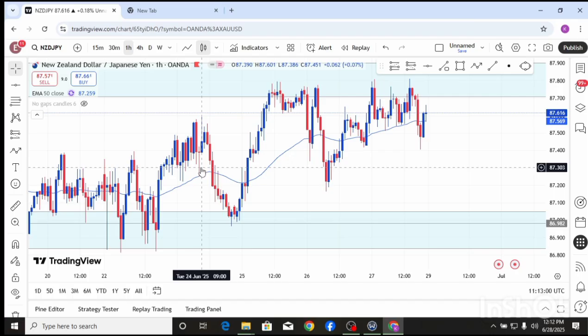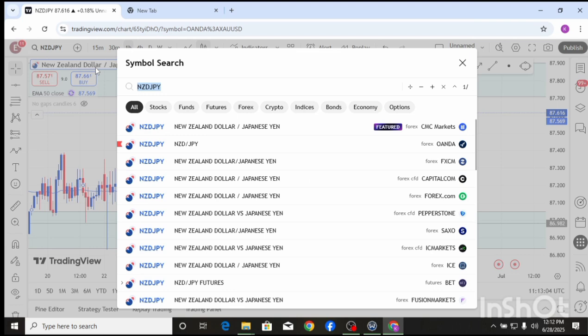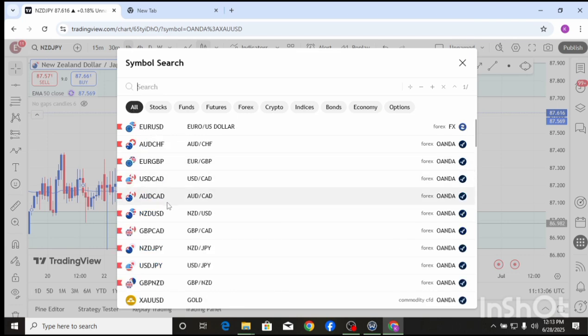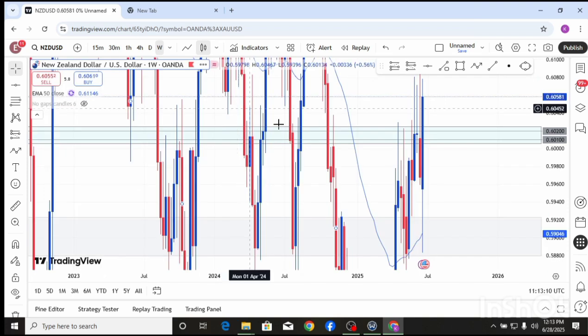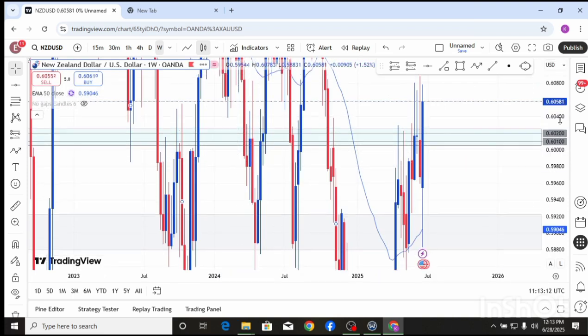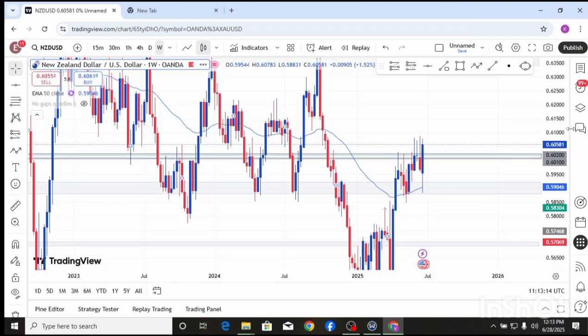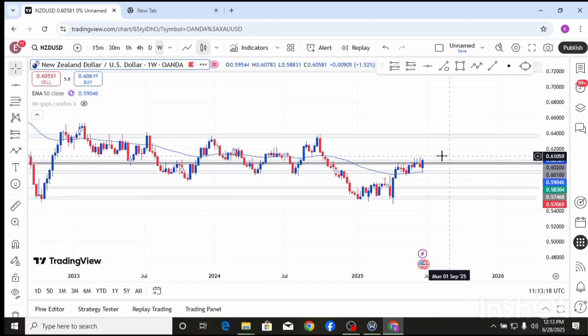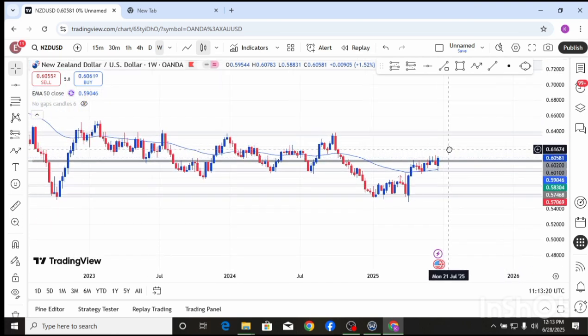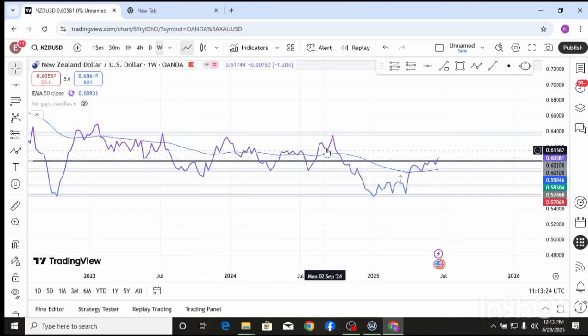Alright, so our next pair is NZD USD. So for NZD USD on the weekly time frame, I'm sure you can see this bullish move. So market is obviously bullish. Reason being, let me use the line chart so that I can see it better.